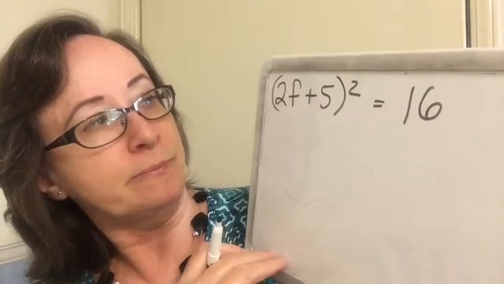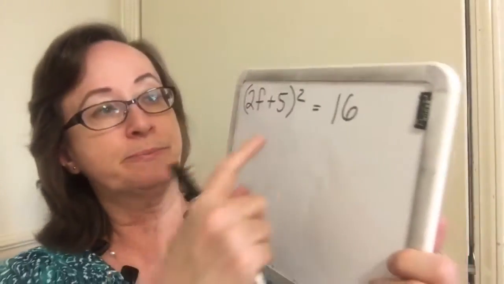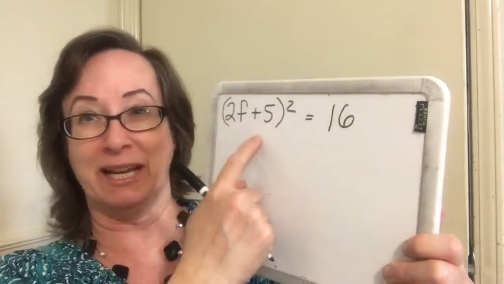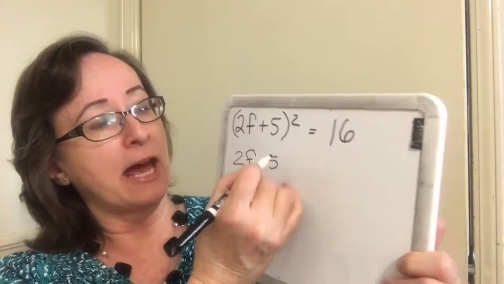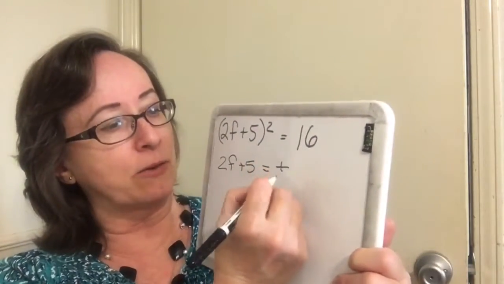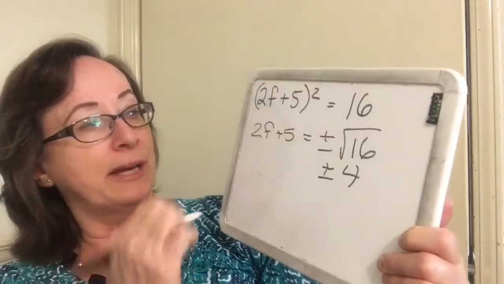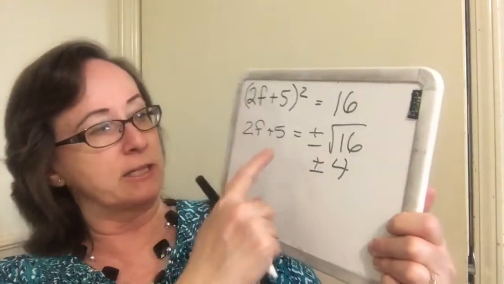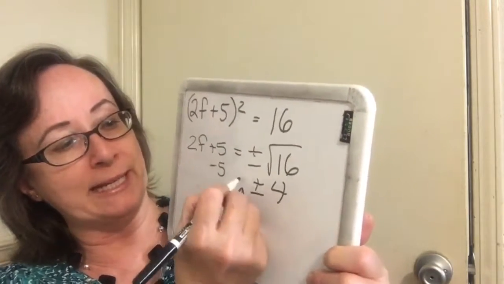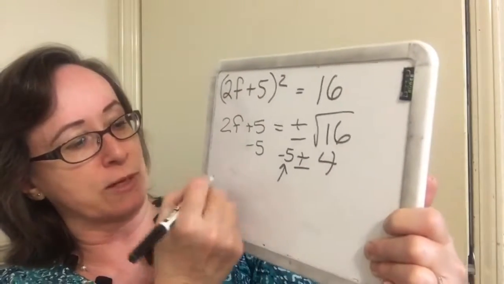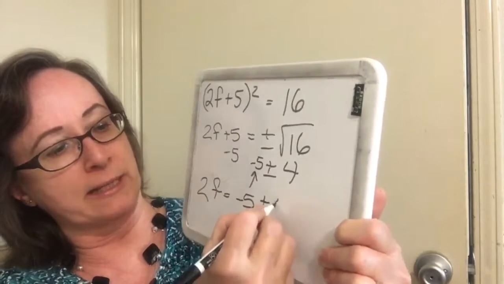This one right here already has a quantity squared, a square of a binomial, but we're going to use our square root property to get rid of the square. So I take the square root of the left side and I get 2f plus 5. I take the square root of the right side and I get plus or minus the square root of 16, which is the same thing as plus or minus 4. So now I'm trying to get to my f, right? So I'm going to get rid of my 5. So I'm going to subtract a 5, and I'm going to subtract a 5 right in here in front of my plus or minus 4. So let's clean that up. We have 2f is equal to negative 5 plus or minus 4.